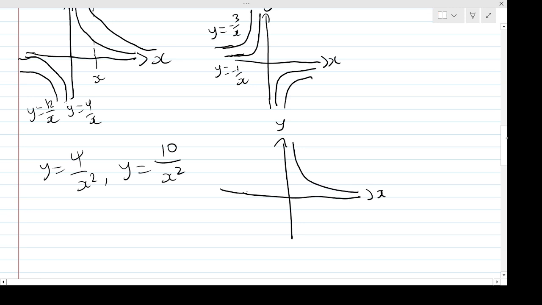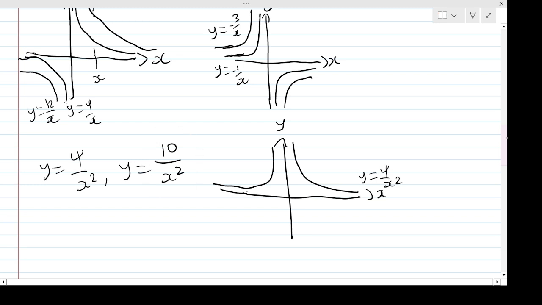But then for the negative version, negative x all squared is the same as x squared, because negative times negative is a positive. So the negative side will also be the same. It will match to this. So it's going to look like that. Cool. I'll leave it there. So we'll call that 4 over x squared. Again, then 10 over x squared.